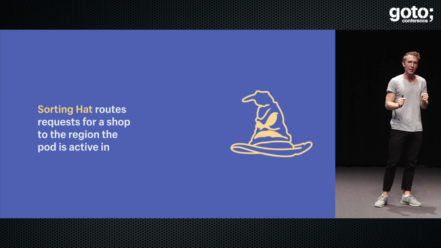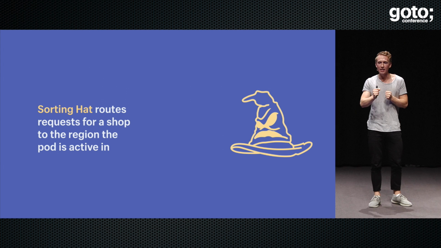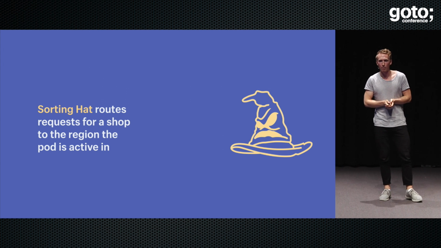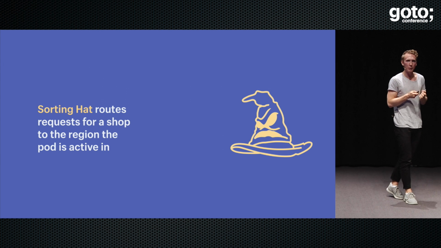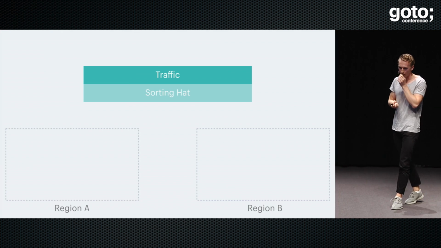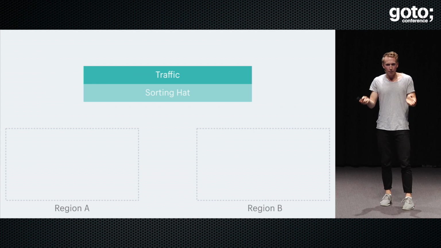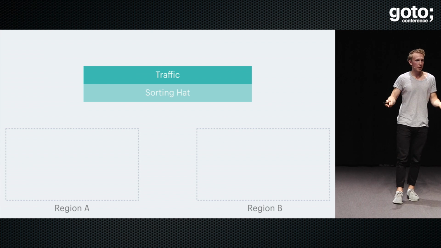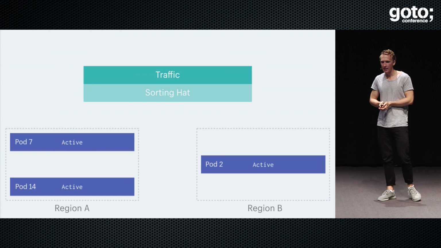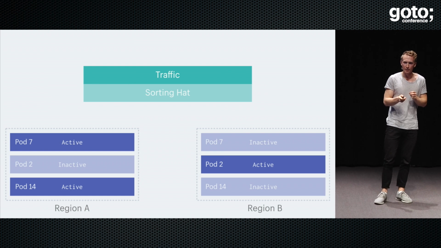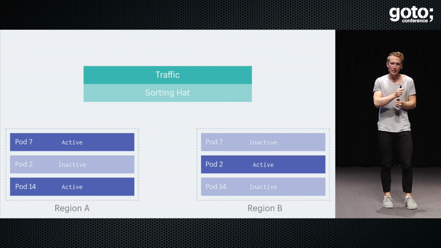It needs to go to the region where that pod is active, and it needs to work with things like failovers and shop moves and all of these different components. This is a very, very core part of the podding architecture and one of the first things that we worked on. So, again, we have the traffic layer, and we have another OpenResty Lua module called Sorting Hat. What Sorting Hat does is that it looks at these, it knows which pods are active and which pods are inactive. So in a region, a pod is active or inactive.